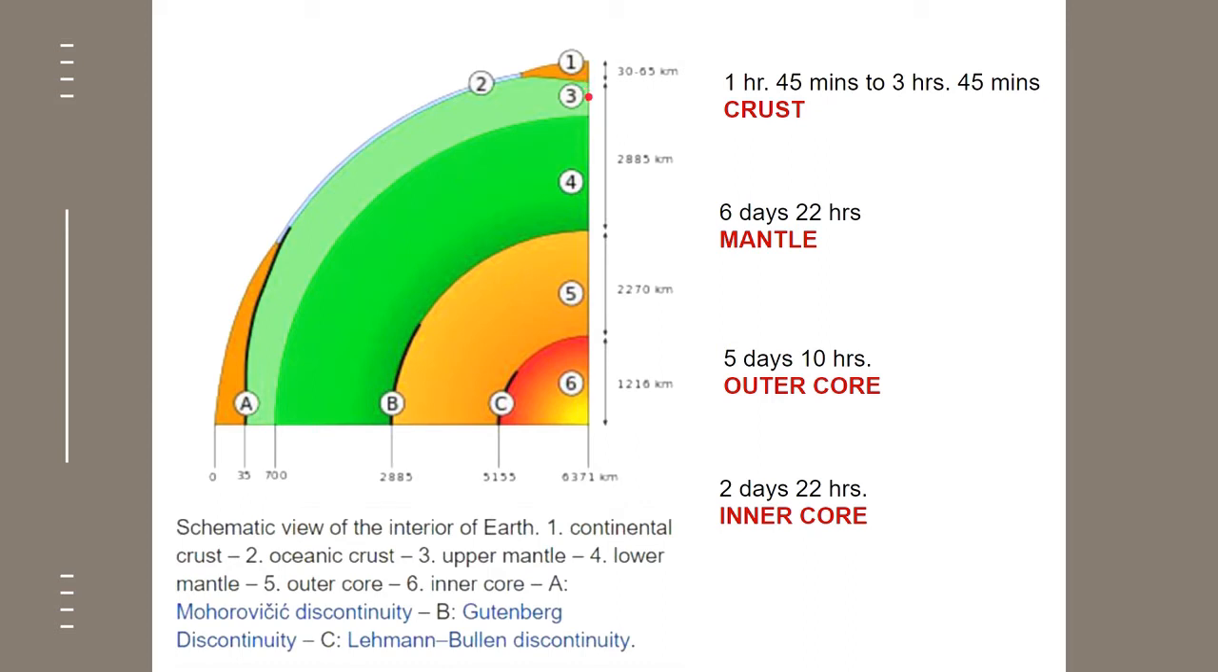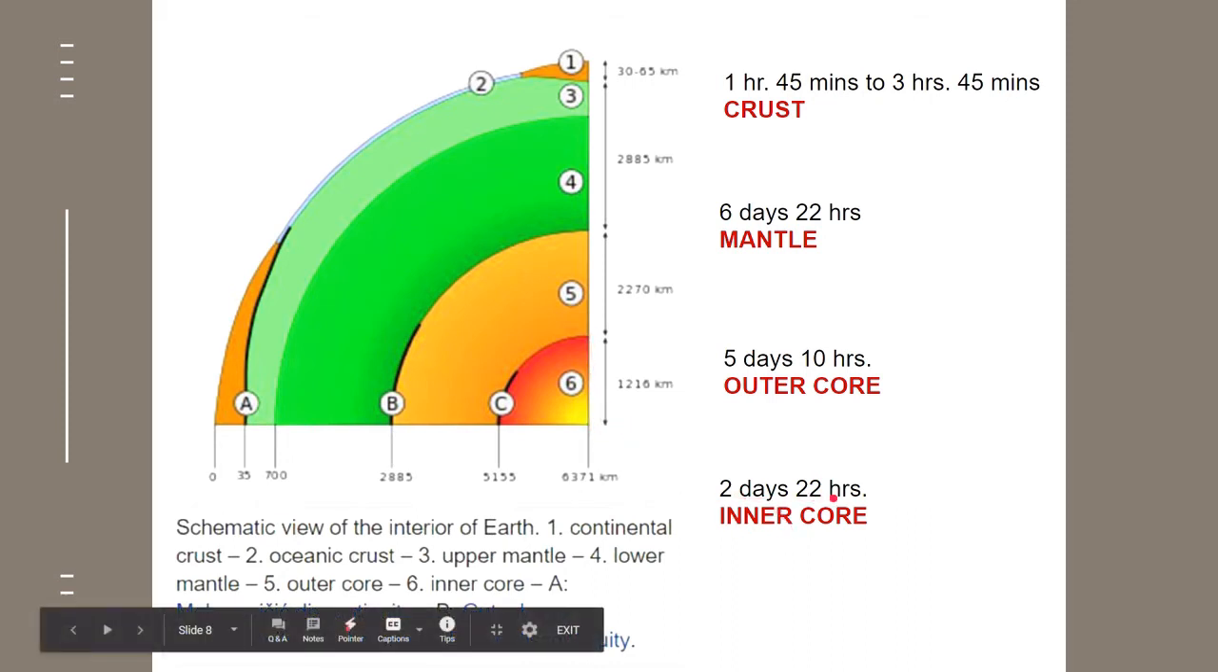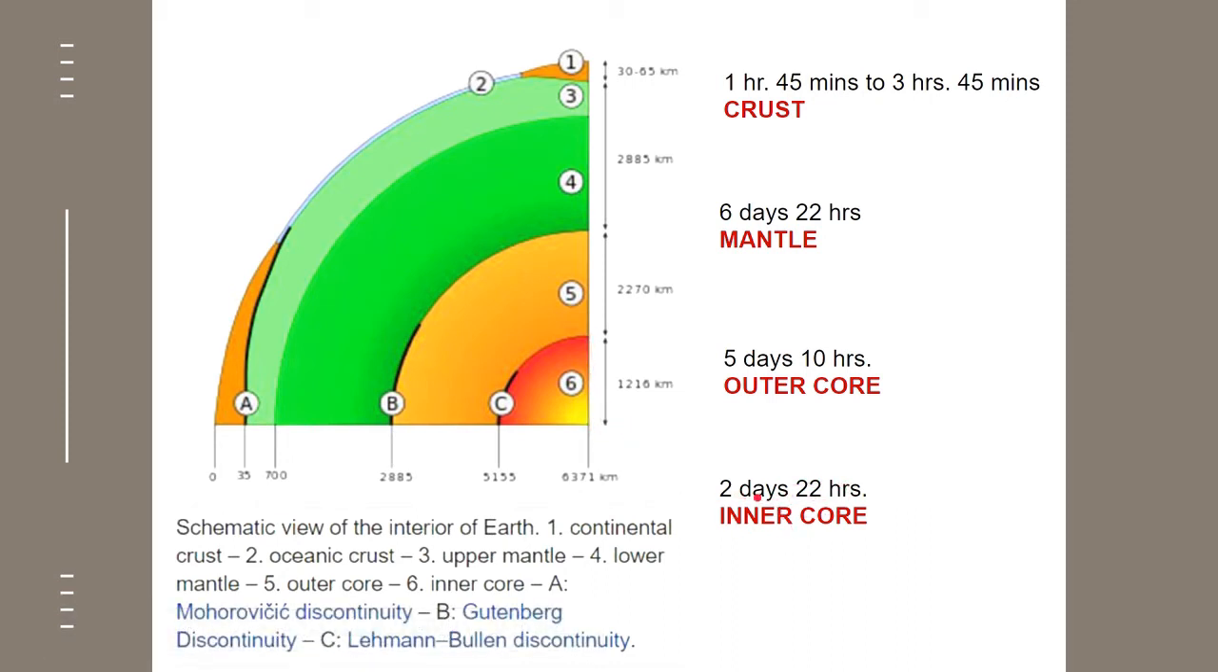Now, to travel along the mantle, with that velocity, with that bus ride, it will take you 6 days and 22 hours, almost 7 days, just to cross your mantle. Then to cross the Earth's outer core, it will take you 5 days and 10 hours just to travel this distance. And then to cross the inner core, it will take you 2 days and 22 hours, almost 3 days.